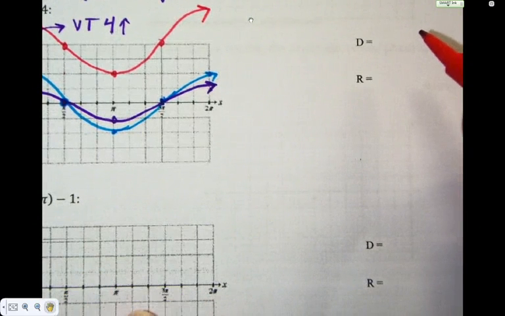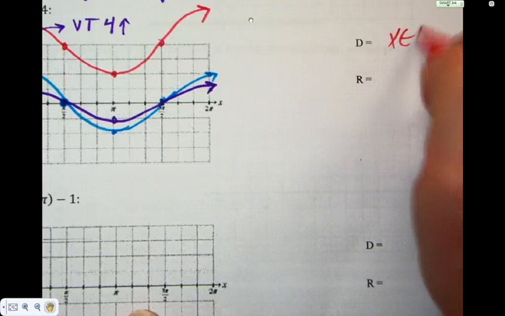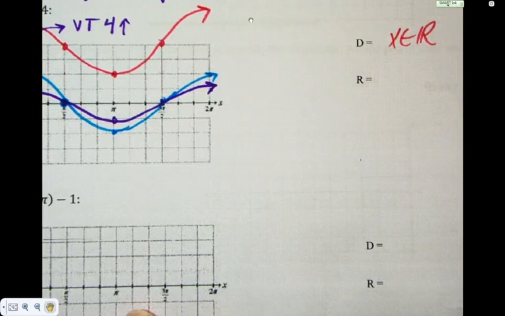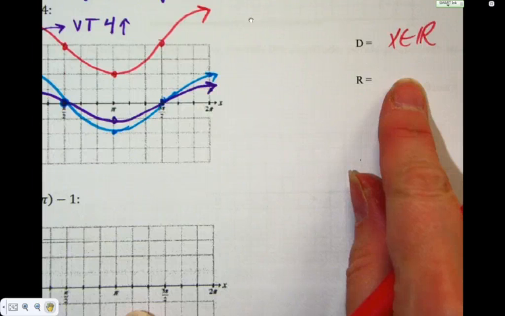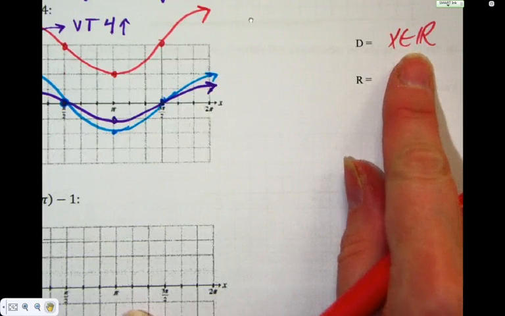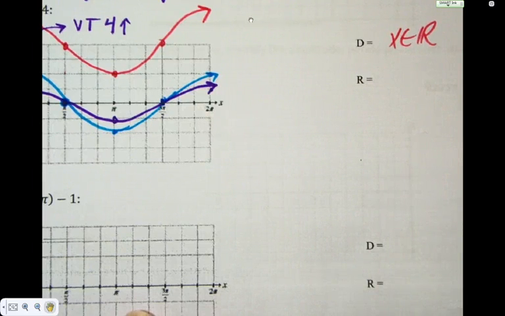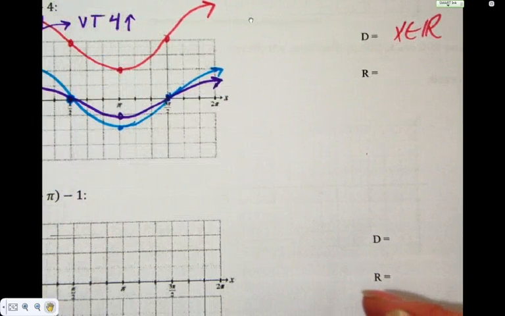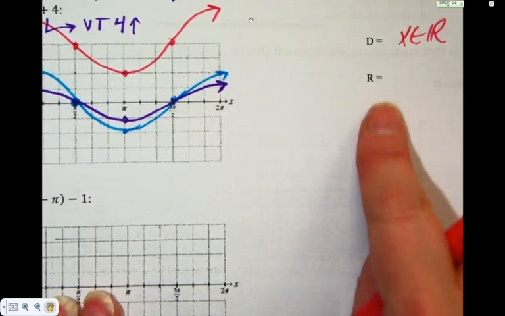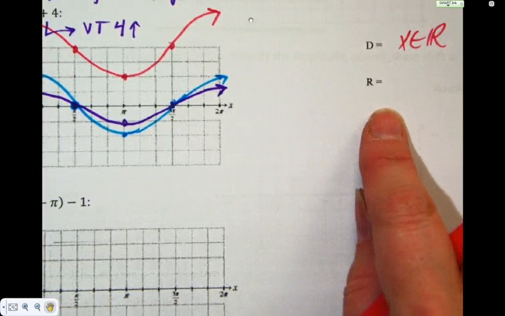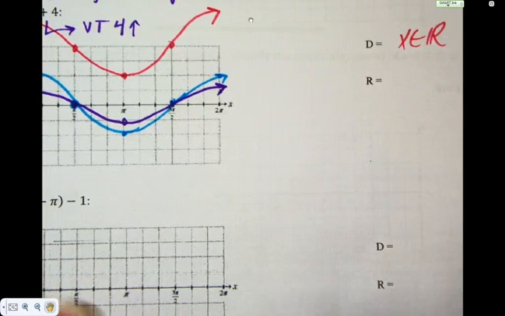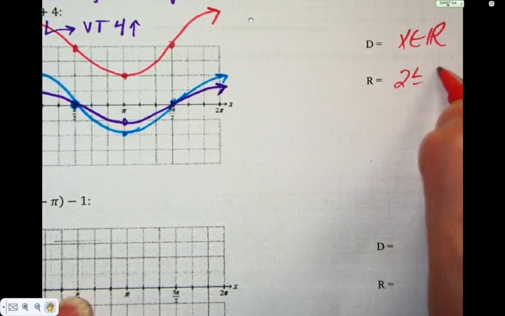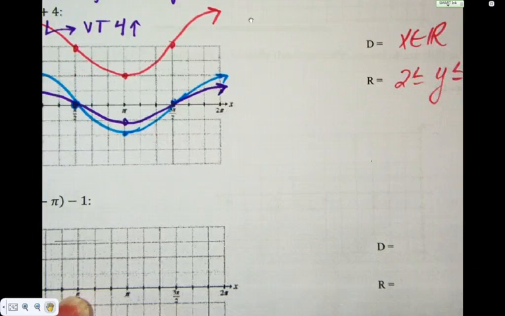Domain, that's never going to change for cos or sine. It's always going to be all real numbers. But that just means backwards revolutions around the circle, so we know we can go backwards. Range, so look down. Where's the lowest point on the red graph? Where's the highest point? 2 is less than or equal to y, less than or equal to 6.